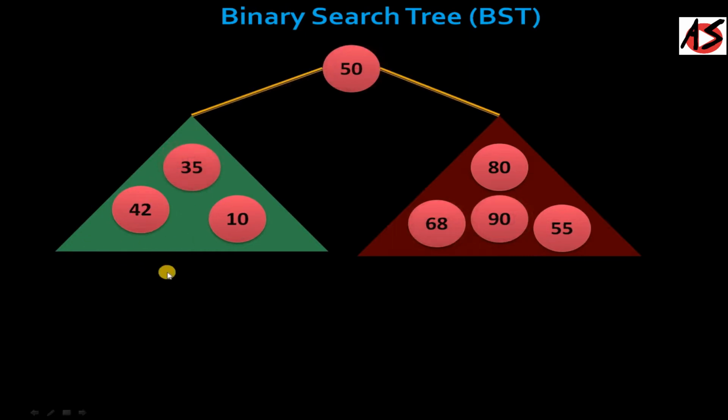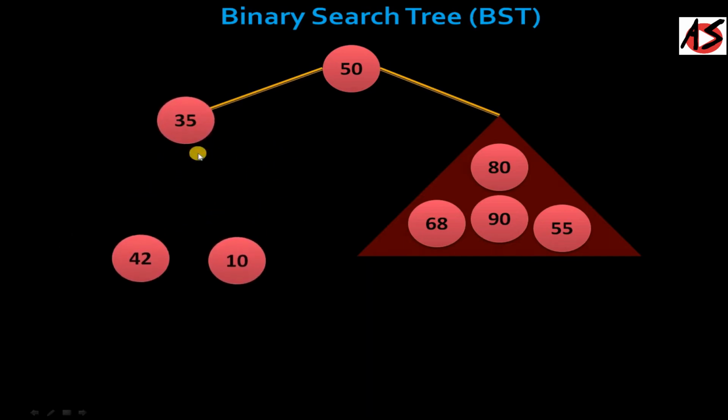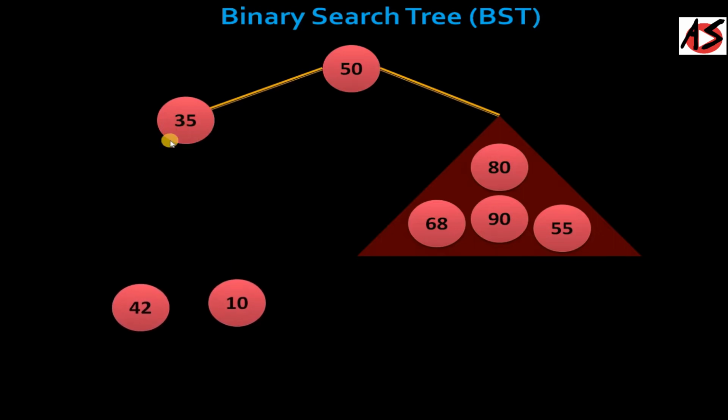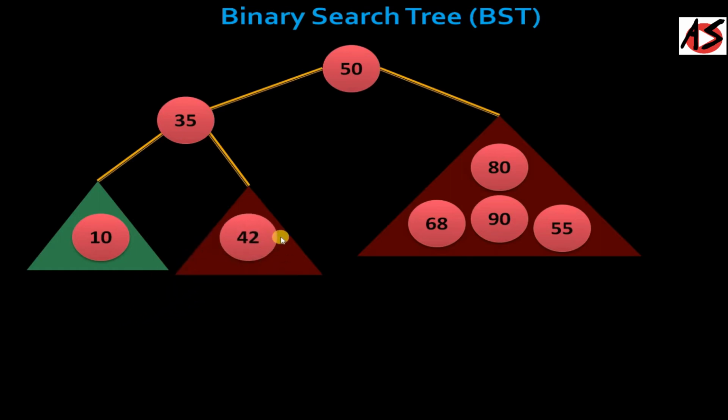Now again in the left subtree you have to follow the same rule. So here in the left subtree you take any one as a root node. Suppose you are taking 35 as a root node, so you take all elements smaller than 35 in the left subtree and all bigger elements in the right subtree. So 10 is smaller than 35, so you take it in the left subtree, and 42 is bigger than 35, so you take it into the right subtree.